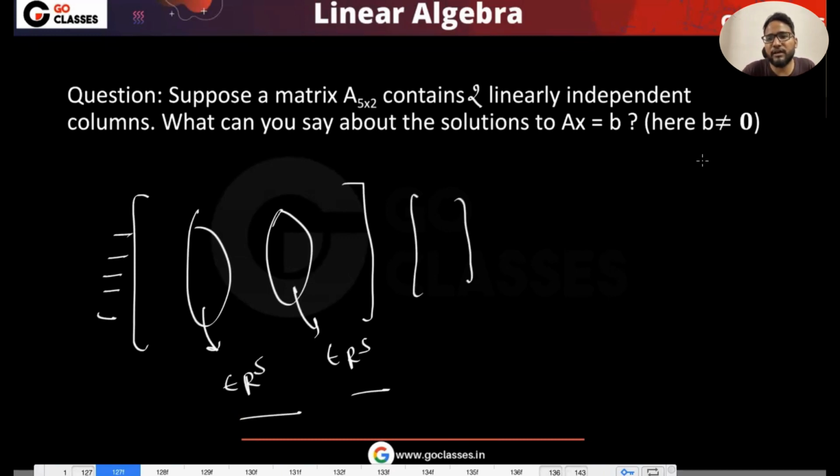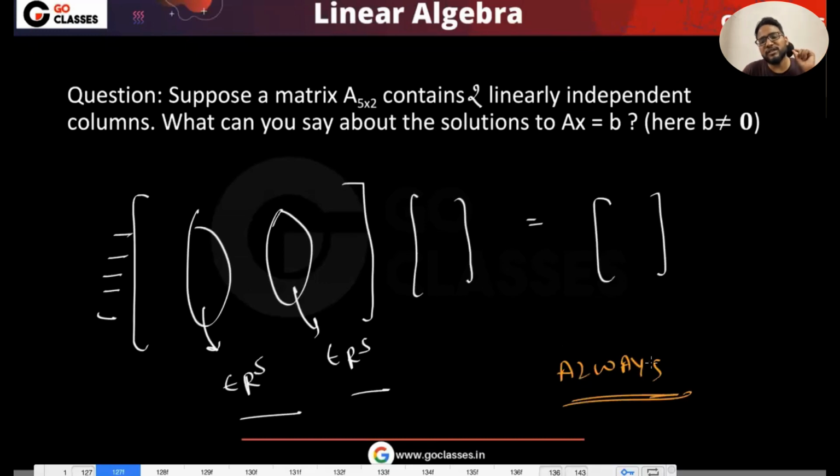Some people are saying always exists. Some people are saying may or may not be. Yes, it may or may not be, right? It depends on B. Maybe if this B is a linear combination of columns of A. You will say always solution in only one case. And what is that case? That case is that if you're filling the whole space.